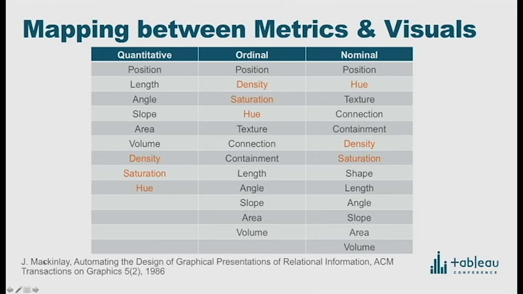So this table shows a graphical perception study from the 1980s. It is the best practice for the mapping between metrics and visuals based on human perception. We can see that basically we have three different types of data: quantitative, ordinal, or nominal. And all the visual characteristics are sorted by their effectiveness for that particular type of data.